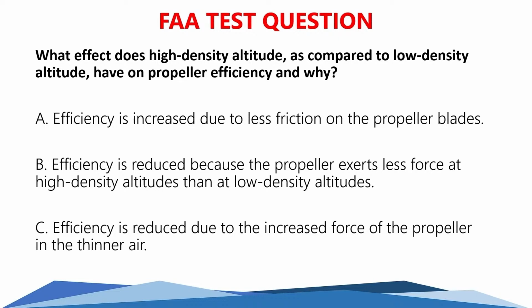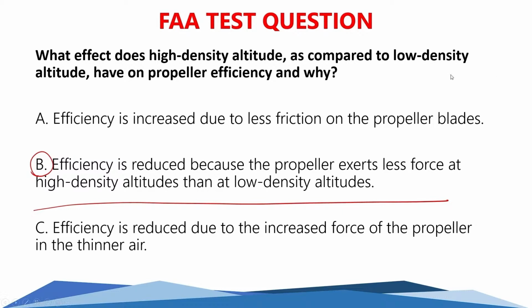All right, let's go and take a look at it. We got 5% with A, 75% with B, and the balance of the class with C. Majority does have it. It is going to be B. The efficiency is reduced because the propeller exerts less force at high density altitudes than at low density altitudes.